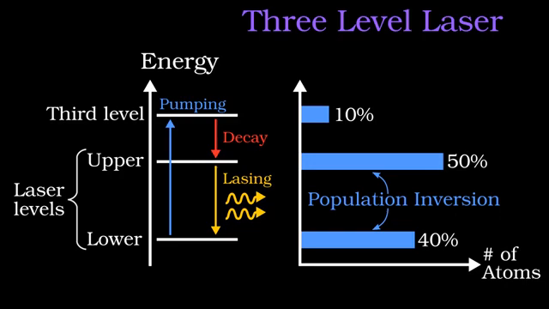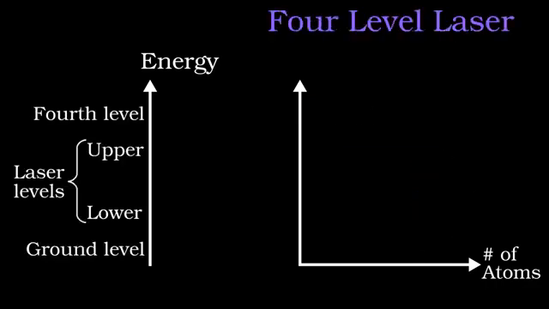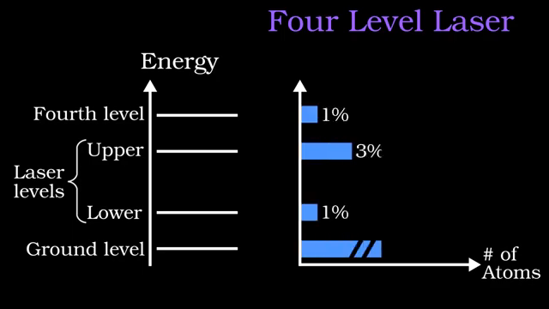The downside of such a 3-level laser is that a total of 60% of the atoms must be kept excited above the ground state. That requires a lot of power. More efficient is a 4-level laser. The two laser levels are both above the ground state, and there is a 4th level above them again. Get ready for some more butt numbers. 95% in the ground state and 1% in level 4. Pumping is fine.